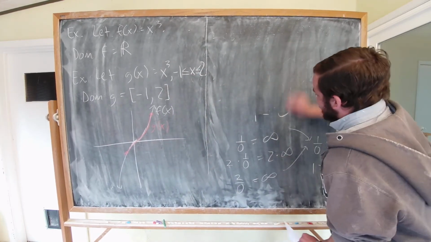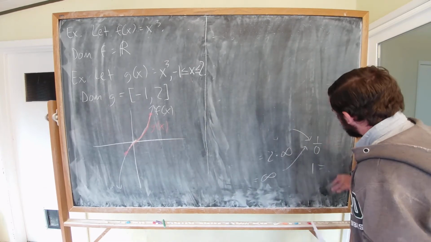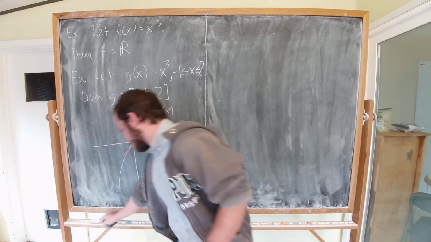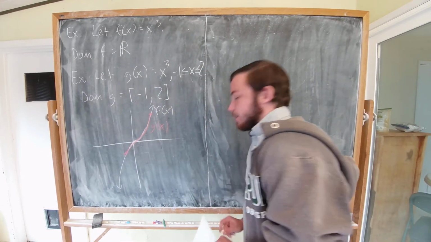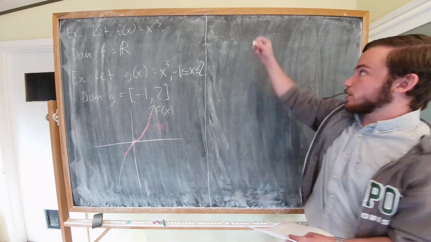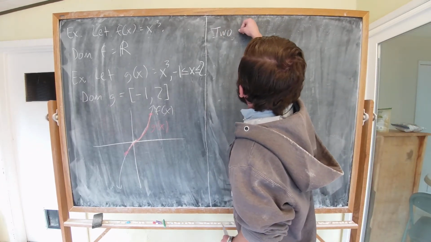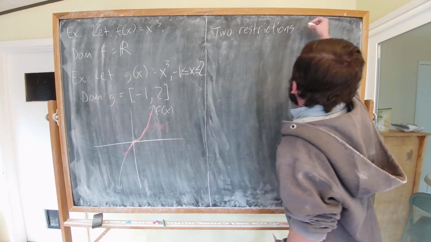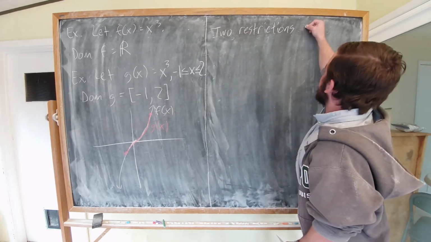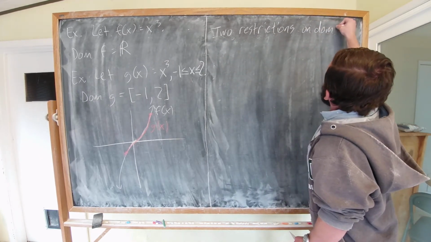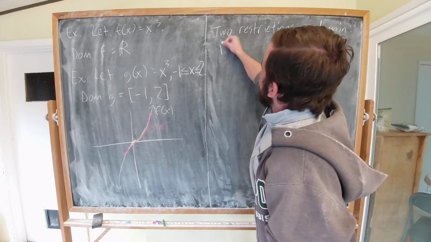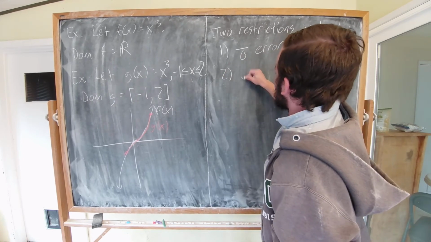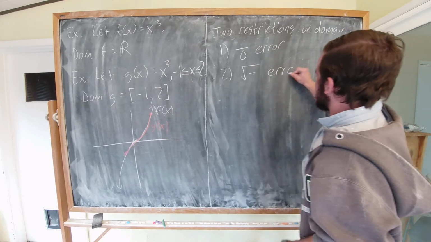Similarly, you cannot take the square root of a negative number, at least when you're working with just real numbers. If you want to go use complex numbers, you can. But in this course, we're going to focus on real numbers, so we won't. And those are going to be our two restrictions for a domain, as long as we're not told that there's further restrictions. Divide by 0 error and square root of a negative error.